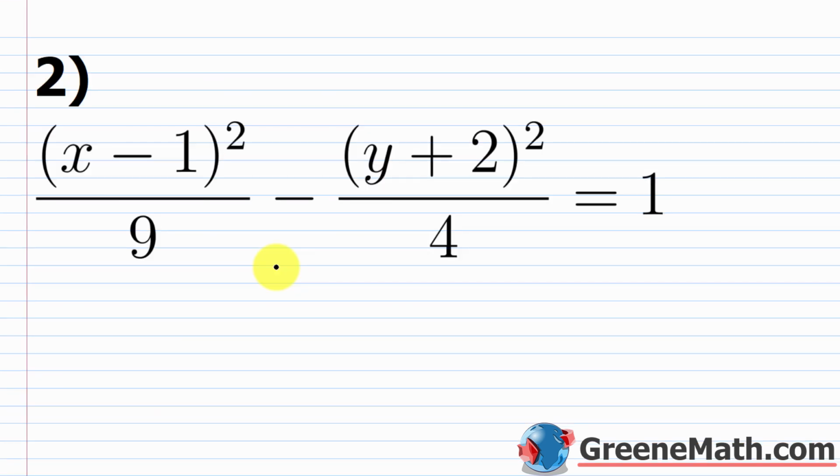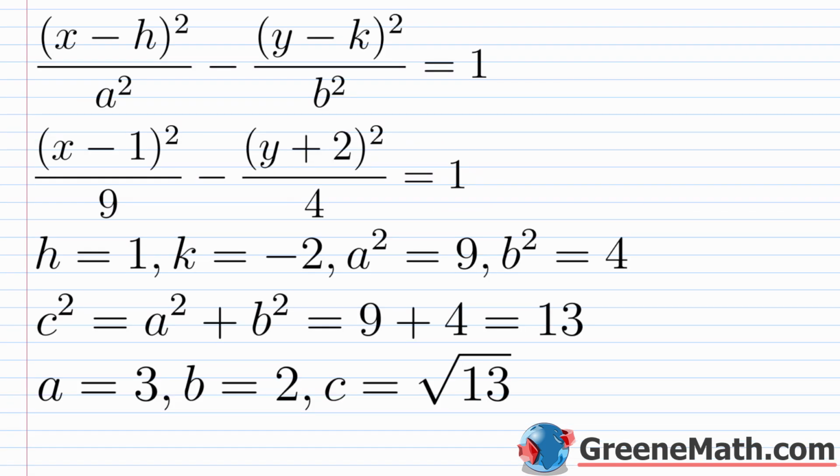All right, for problem 2, we have x minus 1 quantity squared over 9 minus y plus 2 quantity squared over 4 is equal to 1. So just matching things up so we can use our formulas. This guy is going to be a horizontal hyperbola, meaning the transverse axis is horizontal. So when we think about the minus right here, notice how it's in front of where y is. So that's how you know this is horizontal.